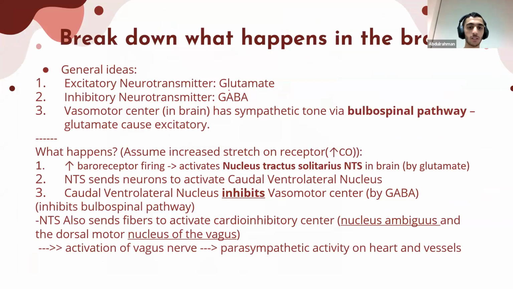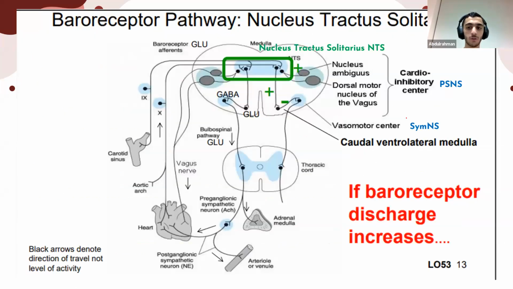So I said that glutamate is just a neurotransmitter for exciting, and GABA is for inhibiting. And then the vasomotor center, which is sympathetic, goes through the bulbospinal pathway. And the cardioinhibitory center is parasympathetic, which has these two nuclei, the vagus and the nucleus ambiguus.